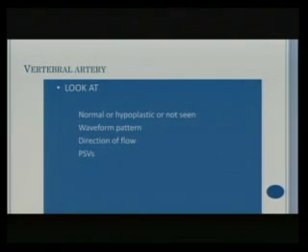Okay, the last artery that I'm going to discuss in the carotid arterial system is the vertebral artery. We've talked about this before with Louise. He presented that at the research symposium, but we'll look at a couple of cases now. So we always want to look at and identify, is it a normal or a hypoplastic vertebral artery, or is it not seen?